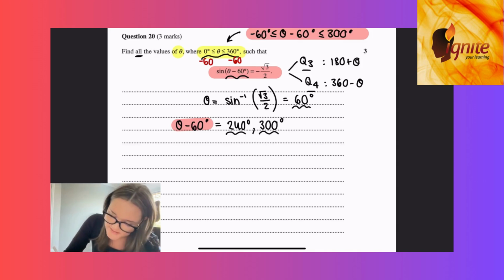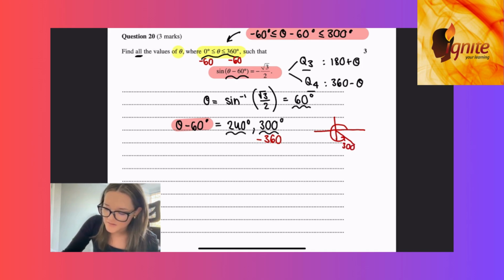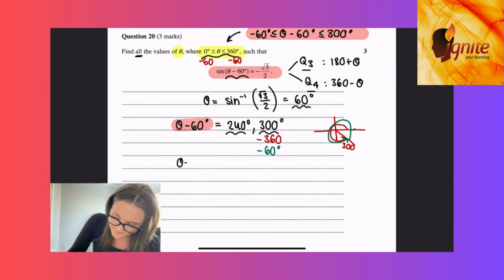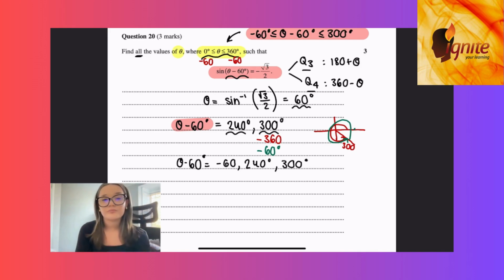So if I minus 360, so I'm doing one full lap of my unit circle. So let's say 300 is about here. To find another lap around, I can go 300 minus 360, which is going to give me negative 60, which is in my domain. So therefore, my values for theta minus 60 are negative 60, 240, and 300.